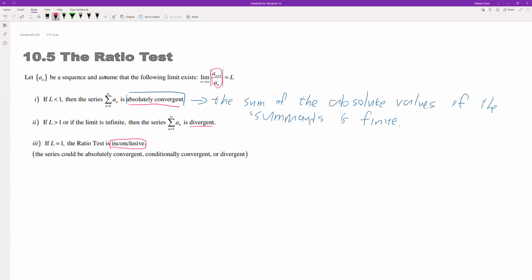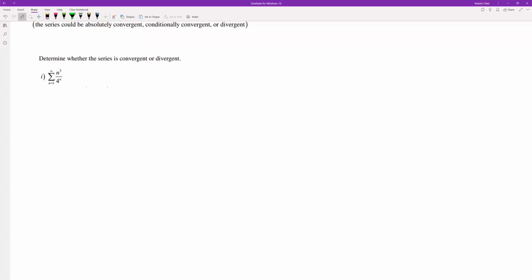Absolutely convergent is a stronger form of convergence. Nevertheless, we are still in the conclusion that this series is convergent, which is what we want to show. All right, so let's do an example together first. The ratio test is actually really fun and pretty simple to work with.